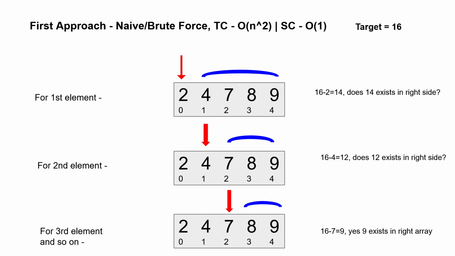So then we will move on to 4. We will again find the difference with the target. Then 16 minus 4 is equal to 12. So does 12 exist in the right hand side? No, it doesn't. So again we will move on to the next element, that is 7. So we will find the difference again. So 16 minus 7 is equal to 9. So we will again traverse through the array and yes, we see that 9 exists in the right side. So we will be outputting the indices of 7 and 9, that is 2 and 4 as our output.